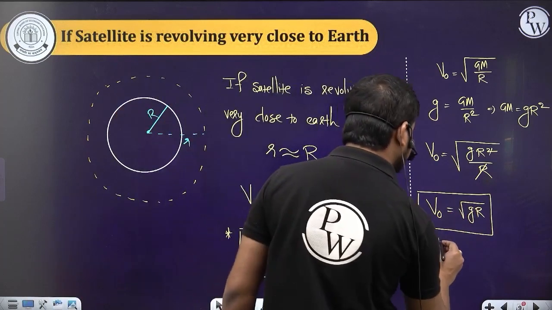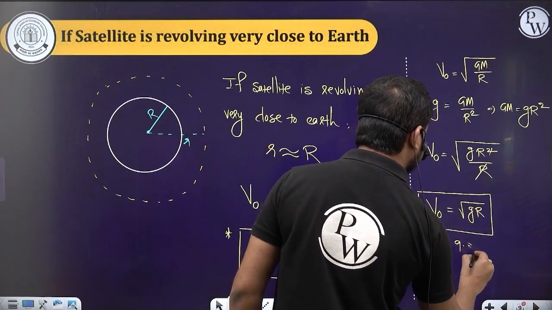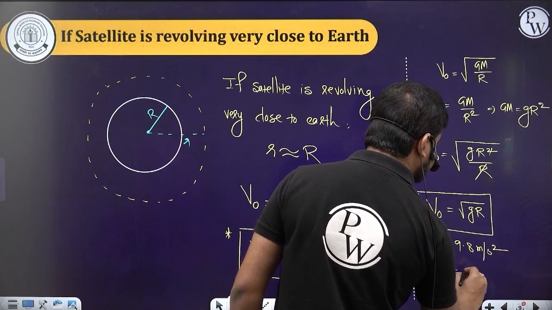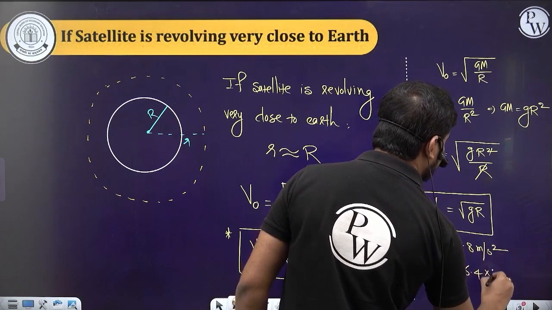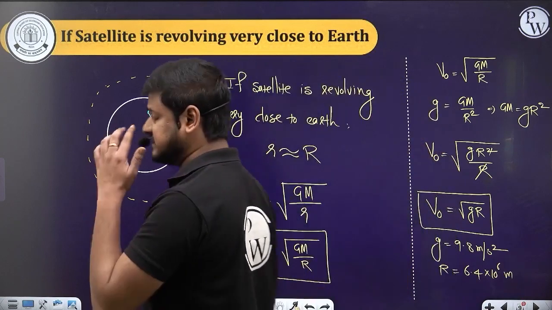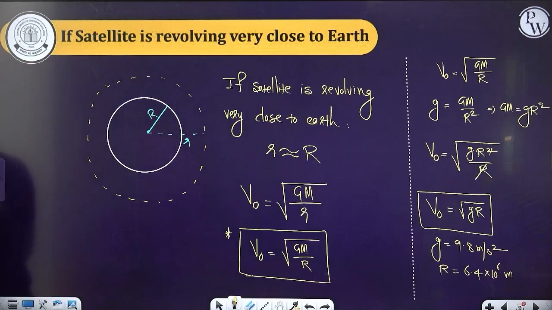So the small g value we take as 9.8 meter per second square, right? And R value in terms of meters, so 6.4 into 10 to the power 6 meters. Understanding, guys? So just a simple concept, that's it. We are just modifying from one formula to another formula, that's it.